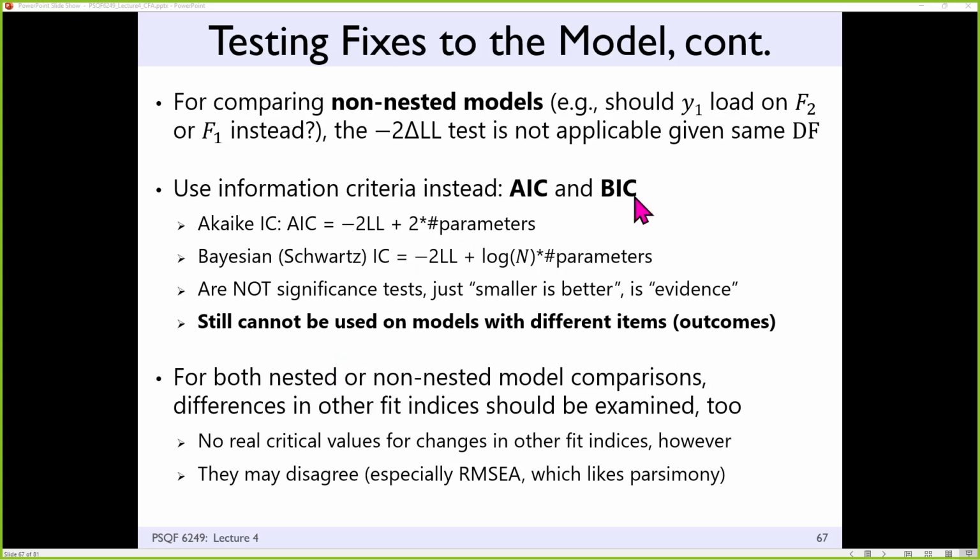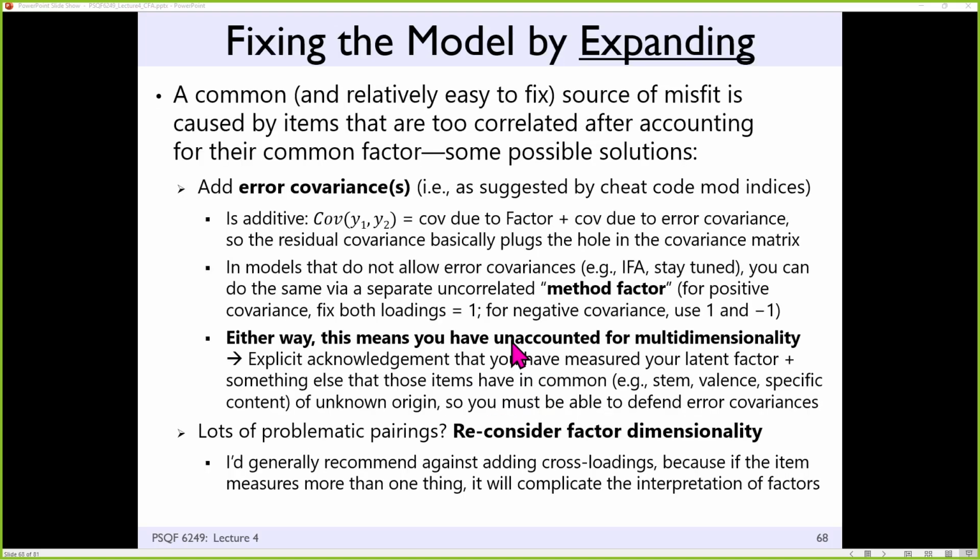So AIC and BIC, if you're in that situation, there are no critical values. It's just smaller is better. So any questions on that idea? No? Okay. So how would you add in additional sources of correlation?